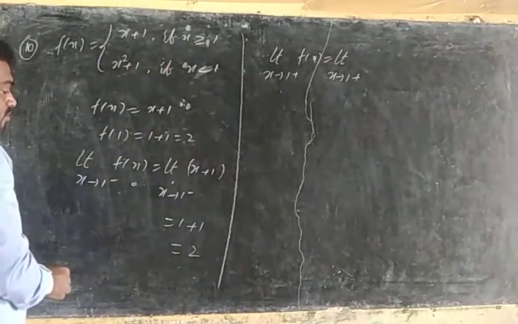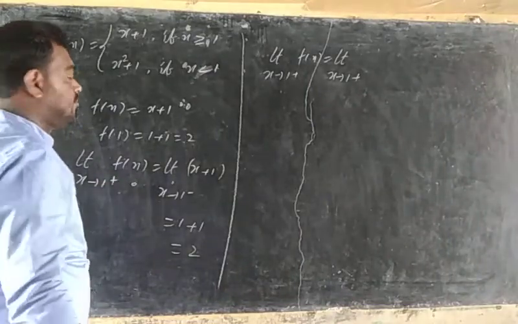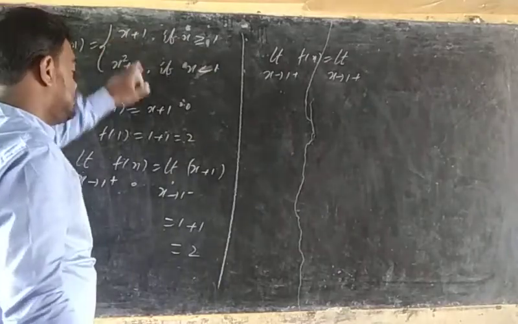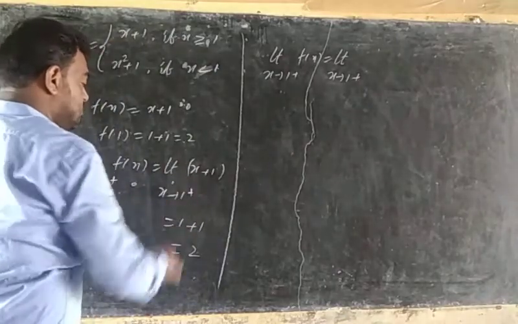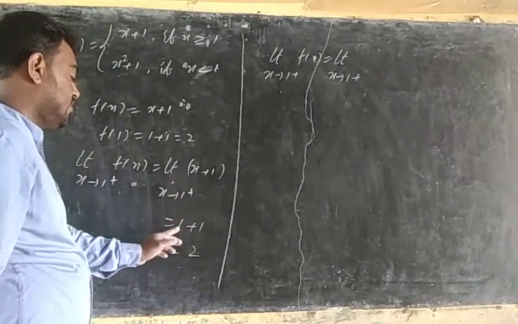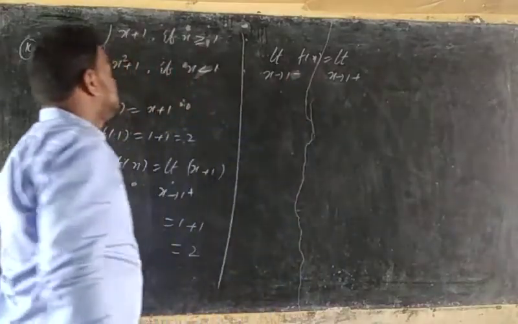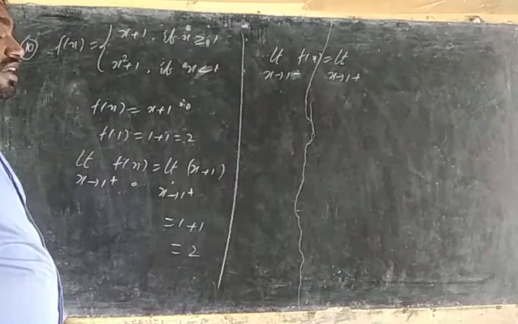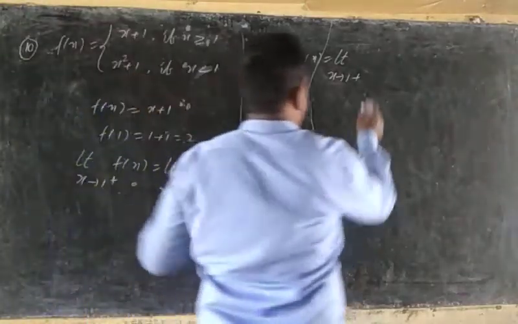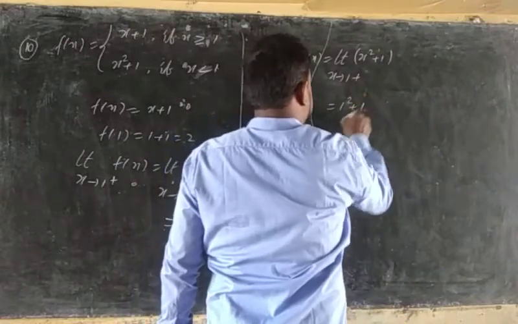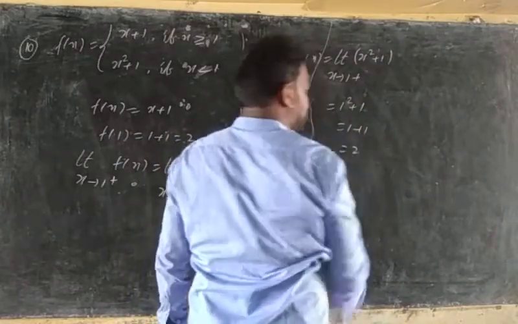Now find the limit at 1 plus. 1 plus means x is greater than 1. For x greater than 1, f(x) is x² + 1. So substituting x = 1, 1 + 1 = 2. Now we are checking the limit at 1 minus, where x is less than 1, and f(x) is x + 1. This is 1 + 1, which is 2.